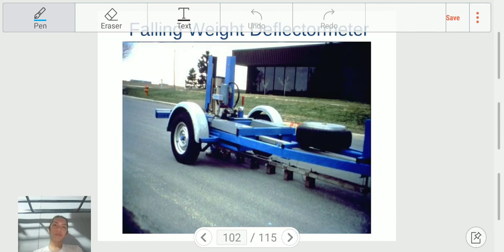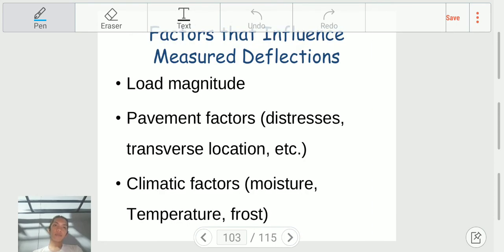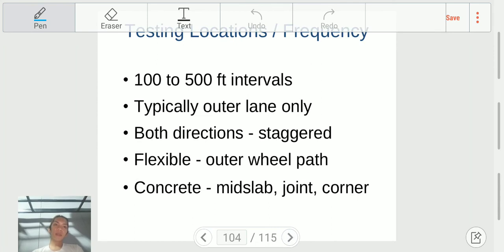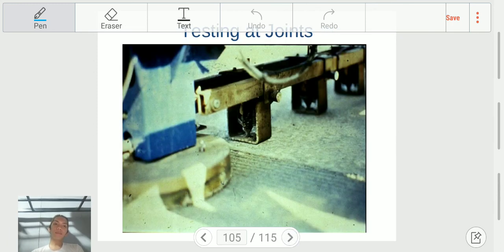Yan. Dynaflect. Factors that influence measured deflection: load magnitude, pavement factors, transverse location, climatic factors. For testing location and frequency, we have 100 to 500 feet intervals, typically outer lane only. So, sa outer lane lang siya. Both directions. Flexible, concrete.